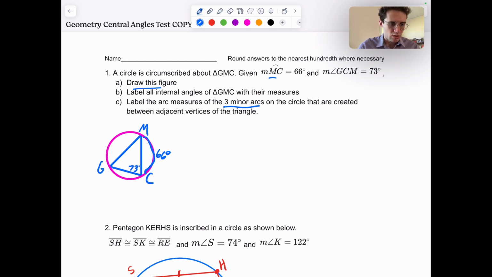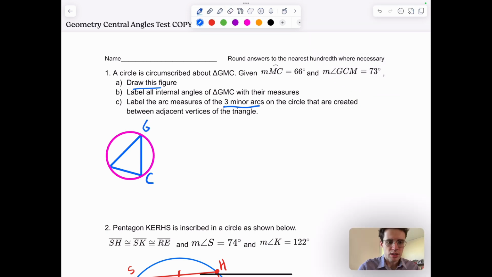The issue is G should be smaller because it should be half of 66. So if I'm going to redraw this, I might actually just switch G and M. G up here, because it's supposed to be the small angle, M down here. C is still 73 degrees, and arc MC is right here, has a measure of 66 degrees. All right, so those are the two givens.